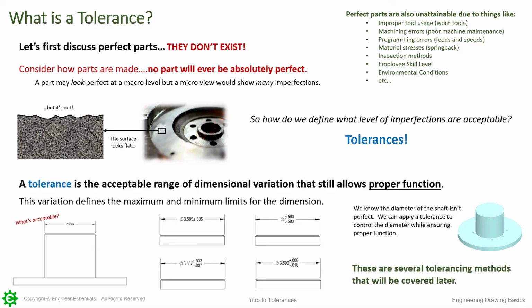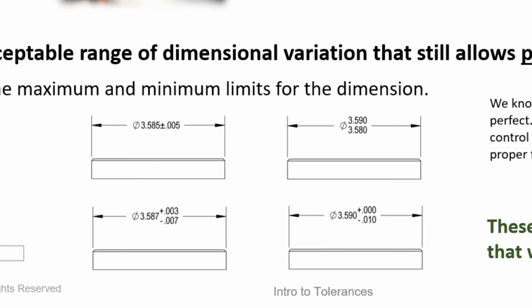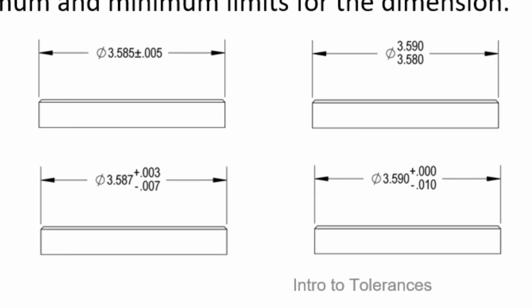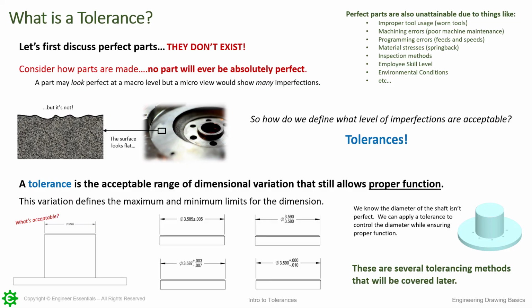Here are some examples of ways that we're adding tolerances now to our ideal part. We're showing what is functionally acceptable, or what the manufacturing limits are for this diameter. These are several tolerancing methods that we will be discussing later, but it's important to know that we're putting limits here on this part. Now we know what is acceptable here.